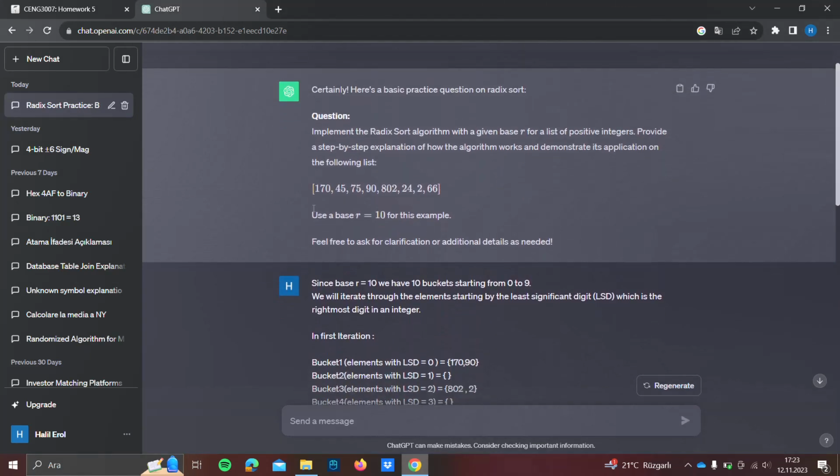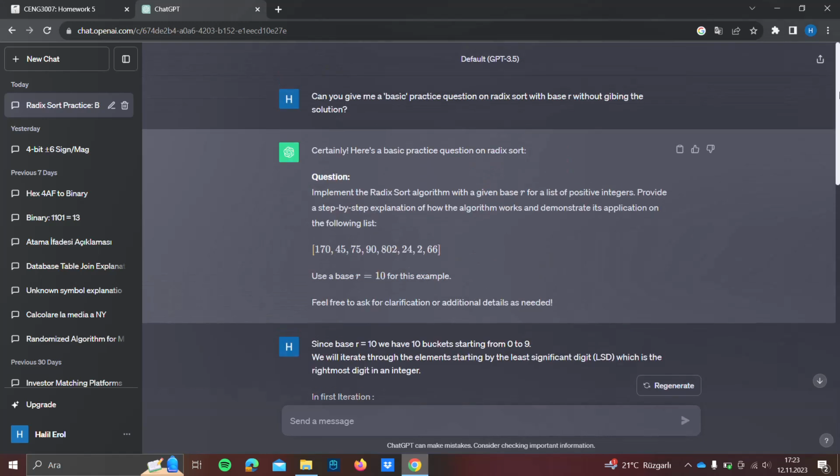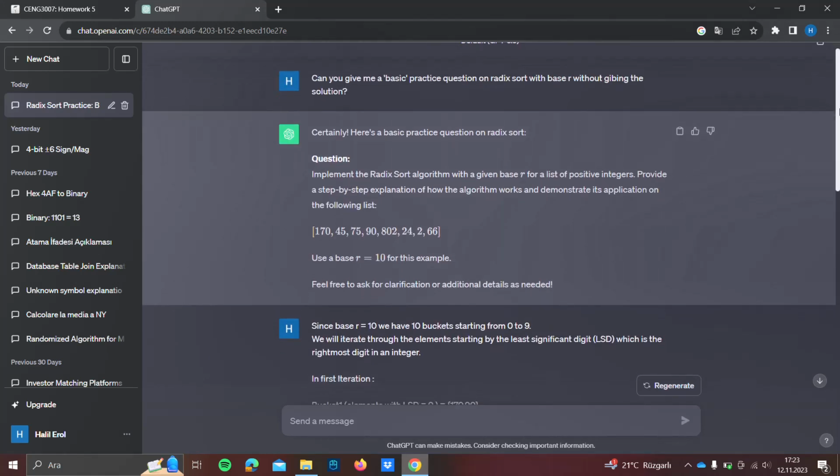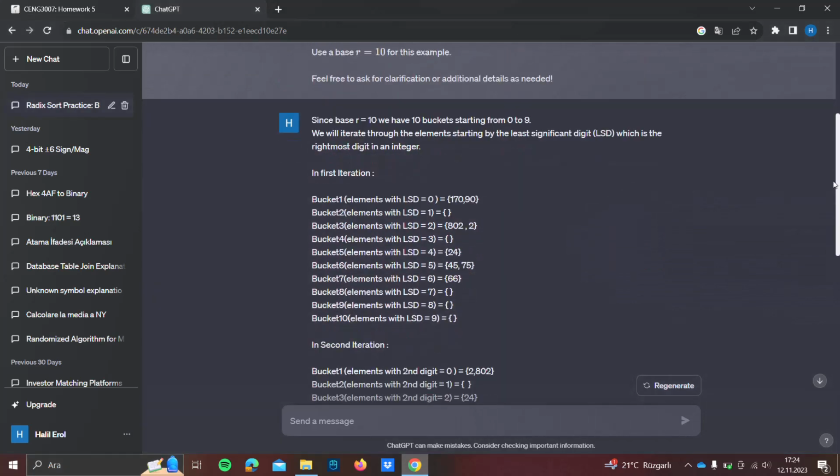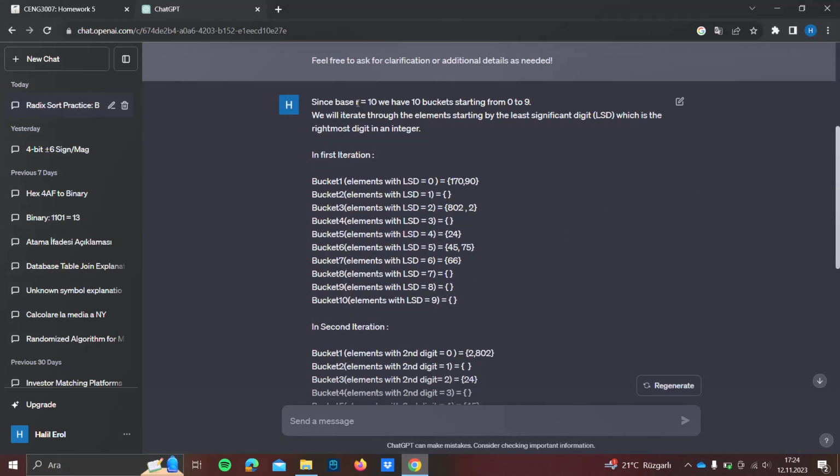So it gives us an array here, as you can see: 170, 45, 75, 90, 802, 24, 2, and 66, and base R equals 10 as given in the question here. Okay, so since our base is 10, what does this mean? This means that we have 10 buckets. Imagine 10 buckets, and these are indexed from 0 to 9, just like arrays.